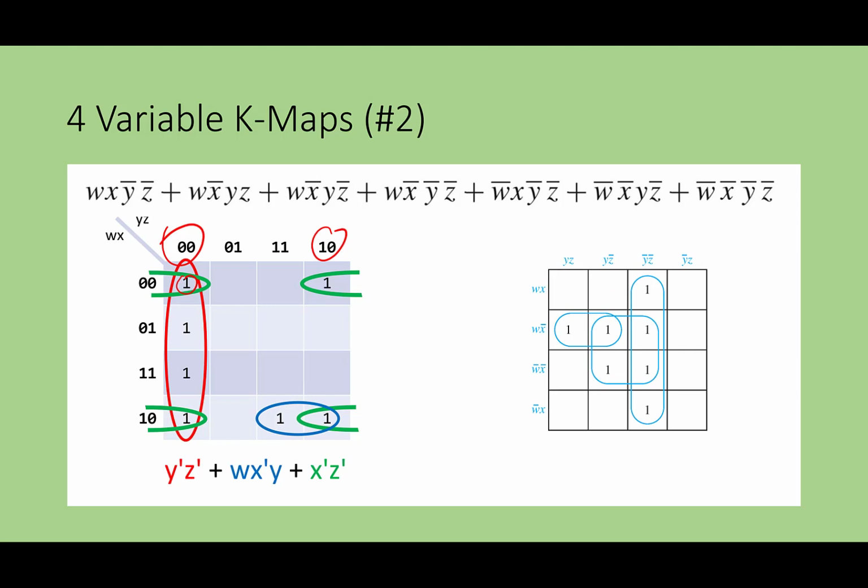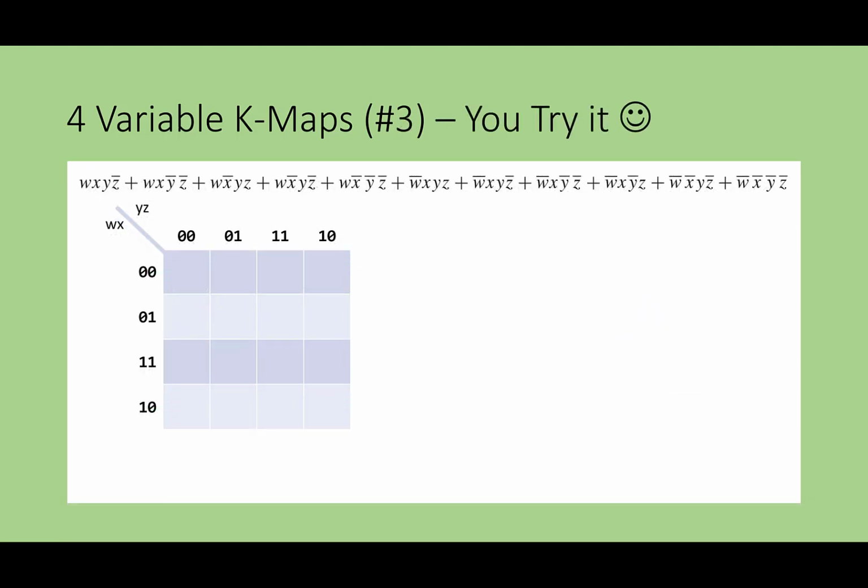Here's what the book got. And notice they don't have a wraparound because theirs is a little bit different, the way they did it, starting with different numbering. But it still is going to ultimately get the same equation, or the same circuit, I should say. Maybe even the same equation. Okay, your turn. Pause the video and fill out this big, nasty, huge K-map and circle everything that needs to be circled and reduce the circuit.